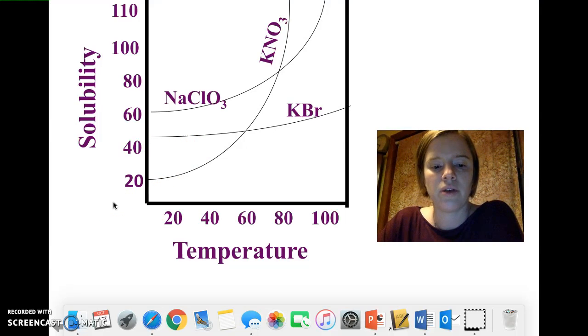Now I want you to go ahead and try the worksheet. What you're going to do is try the front part and answer the questions. On the back, you're going to be taking your data from your lab and graphing it yourself. So you'll be graphing one of these solubility curves using the two substances that you picked out for your lab. If you have questions, I will be around. Good luck.